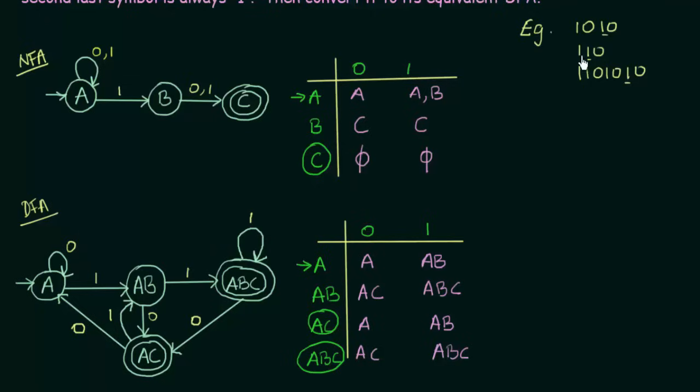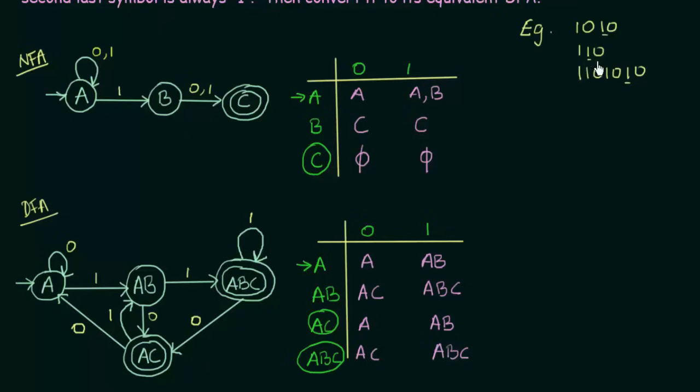Now let us check if these strings will be accepted by this DFA. We know that it should be strings that have 1 as the second last symbol. So here, 1 0 1 0. It comes to AC. That means AC is a final state, so it is accepted.